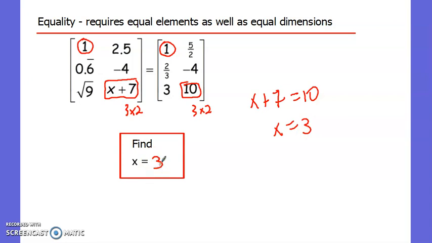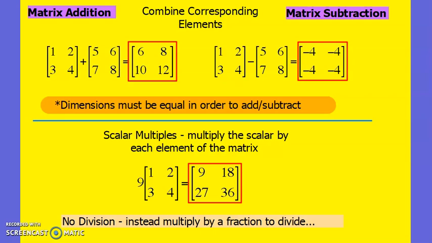Using that same corresponding elements idea, we can perform a couple of different operations, adding and subtracting. If you are adding two matrices, again, with equal dimensions, it's very important that they have equal dimensions, you're just going to add the corresponding elements. So taking a look at these 2 by 2 matrices up here, I've got a 2 by 2 matrix on the left, added to another 2 by 2 matrix, which results in a 2 by 2 matrix.